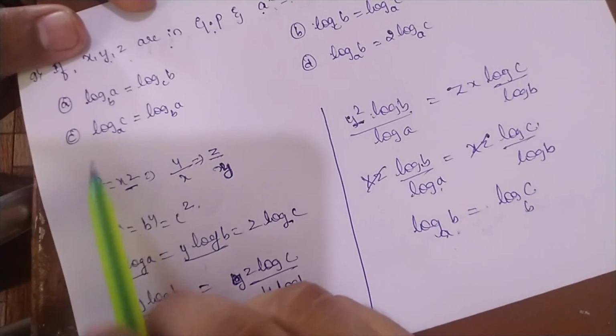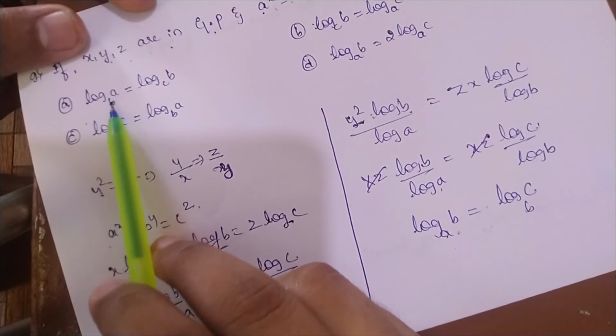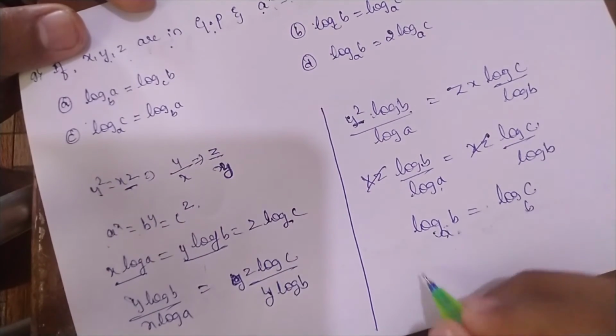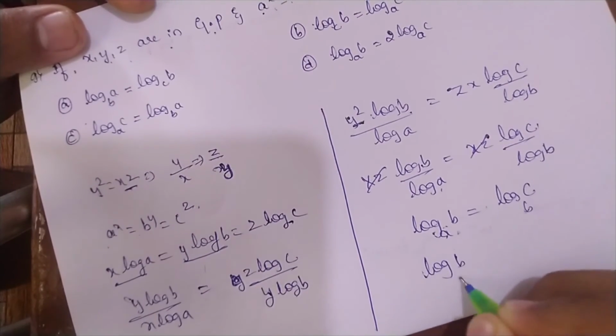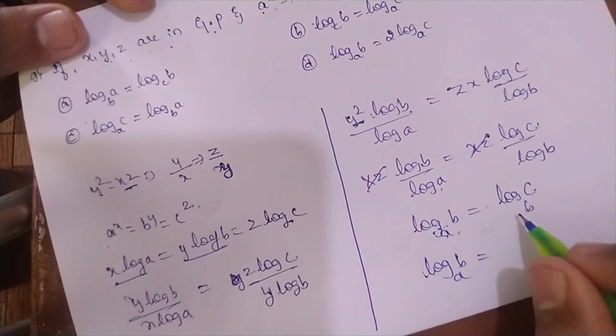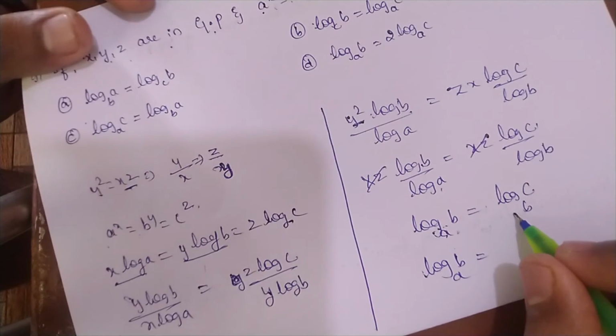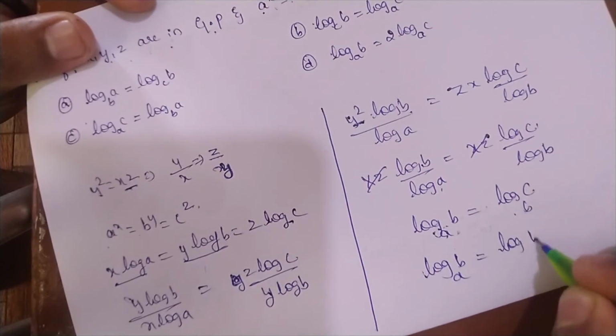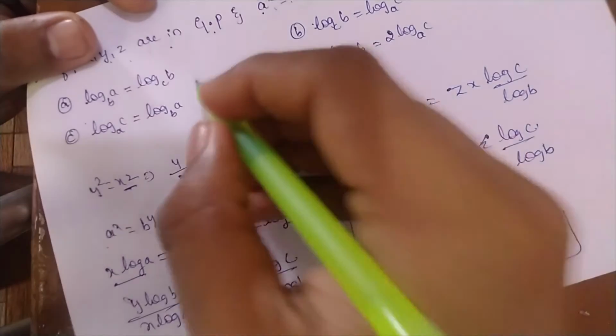In the options there is a change of base, so let's change it. So log b to the base a equals, if you change base on the LHS, you need to change base on the RHS, so log b base c. So that's the answer, which is true.